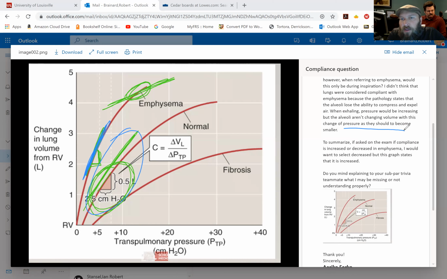So if you're going to look at your question here, to summarize, if asked on the exam if compliance is increased or decreased, I would want to select decrease, but this graph states that it's increased. So remember that, yes, you would want to answer that emphysematics have decreased compliance because most emphysematics are up here at this level. And we just said that curve right there, compared to this curve right here for a normal individual, is going to be less steep. Does that make sense?